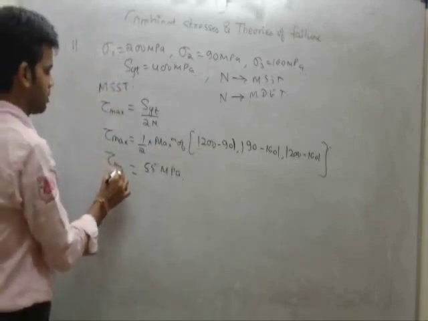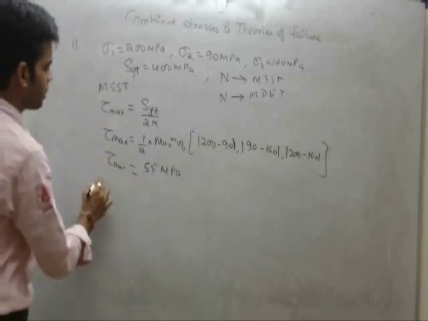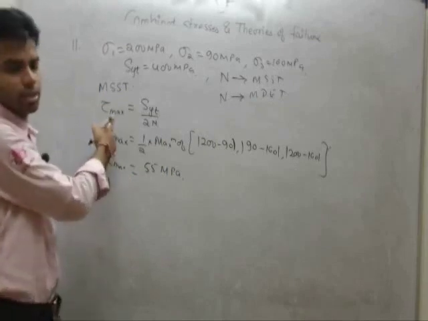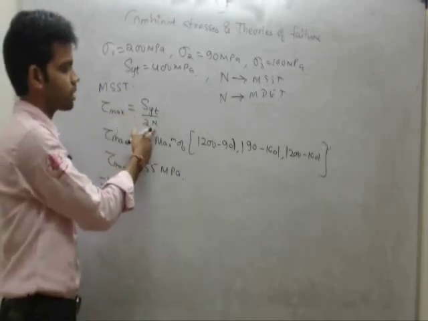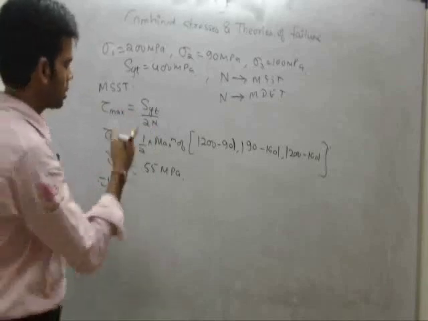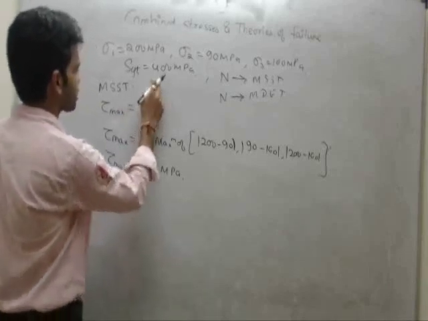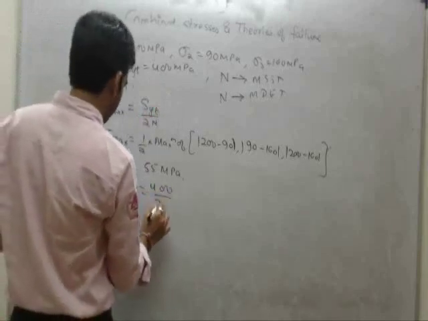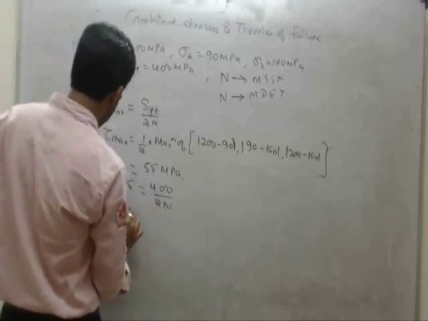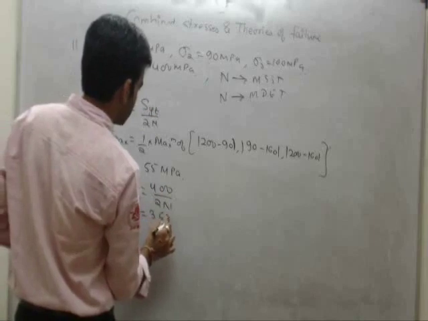This is tau max. Okay, now we have the value of tau max, we have the value of SYT, we have to determine the value of factor of safety. Okay, just determine this. How? This 55 will be equal to SYT is how much? 400 by 2n. Okay, or from here n will be equal to 3.63.